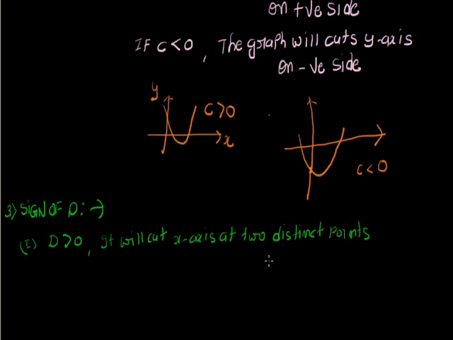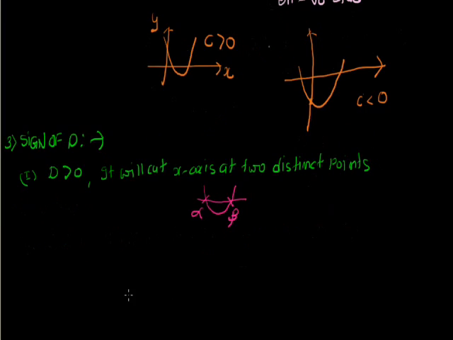If we graphically draw this situation, the graph will look like this. The graph will cut the x-axis at these two distinct points, and these are the roots of the quadratic polynomial, alpha and beta. So it is our first situation, when the value of d is greater than 0. Now we come to our second situation.